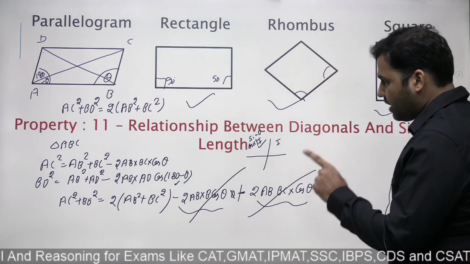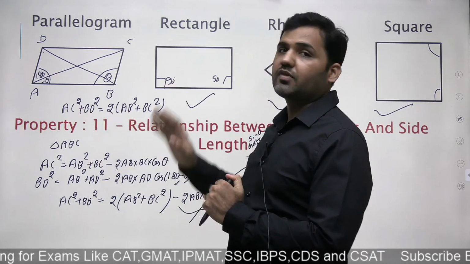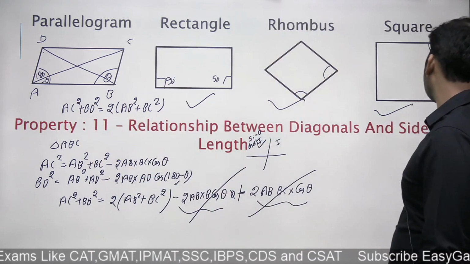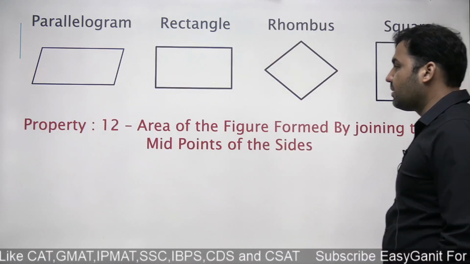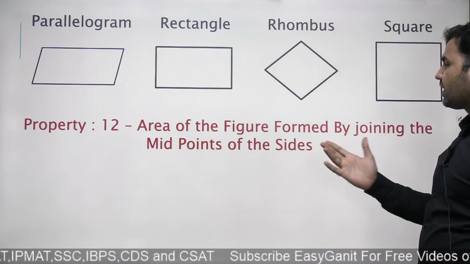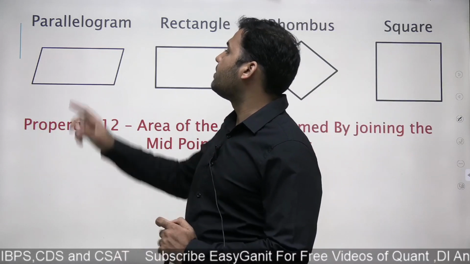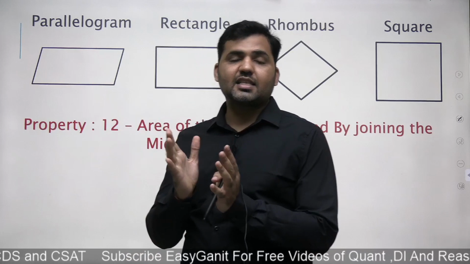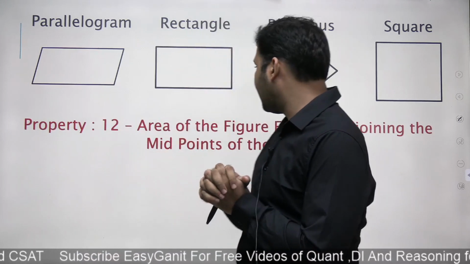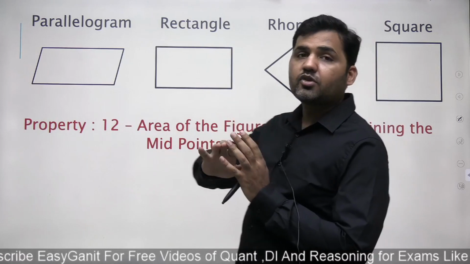So keep this in mind. The property number 11, which will work for all 4, is that the sum of squares of the diagonals will be equal to 2 times the sum of the squares of adjacent sides. Looking at property number 12 now: the area of the figure found by joining the midpoints of the sides, right? Again, a very important property, that when you join the midpoints of the sides, the figure that you will be forming will have an area in terms of the whole figure.